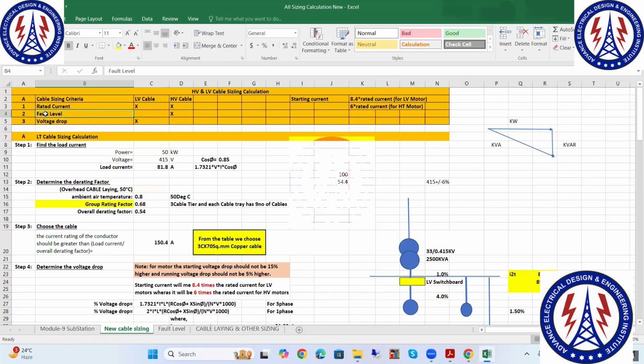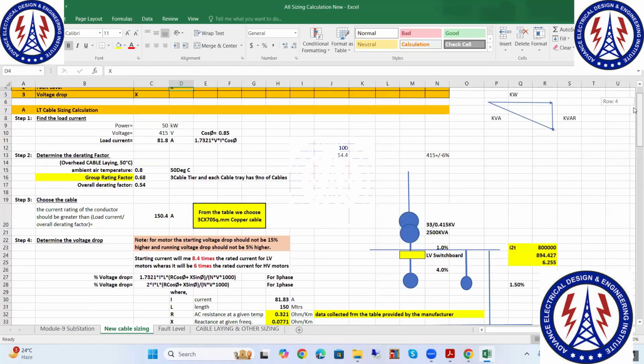Third one is the voltage drop. Every cable has a certain length, and because of that the voltage drop will be different. In case of LV cable, we will use only the rated current and the voltage drop. In case of HT, we will use only rated current and the fault level. I will tell you the reason later why we are not using the third one. It's a universal method used everywhere: rated current, fault level, and voltage drop.